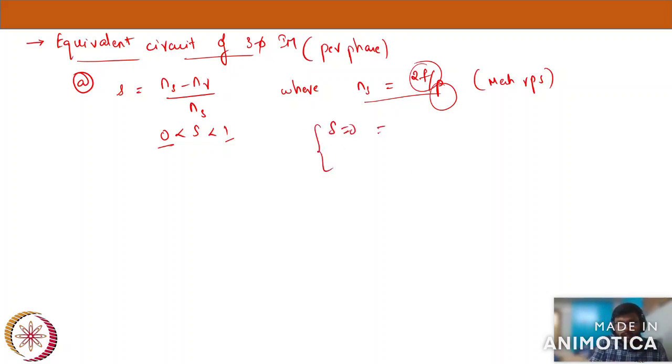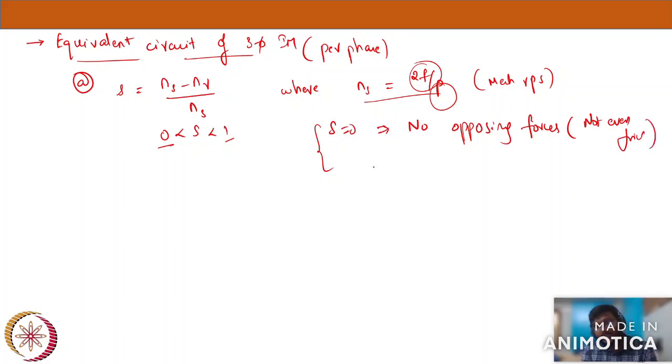I'm just writing the condition here. There are no opposing forces. No opposing forces means there is no opposing torque for the motor to rotate, and not even friction is present. So that's why this case is not an ideal case. Ideally, there exists no case where the slip is 0 in the case of an induction motor. So slip will always be there. And yeah, slip is equal to 1.